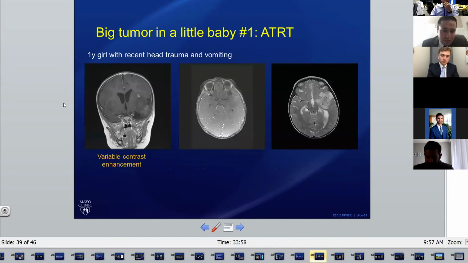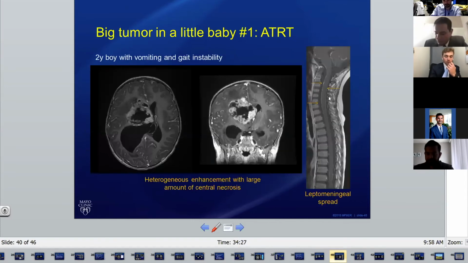So here's an ATRT. I mentioned before that anytime someone is less than 2 years of age, there are always a few things you got to keep in mind. We can see here that in this case, there is a heterogeneously enhancing mass. It's originating in the left temporal lobe. On this T2 weighted image, you can see it's encasing a lot of the middle cerebral artery branches. So it's high grade, it's invasive, and it's in a very young child. In that case, an ATRT has to be on the differential, and that's what this was.